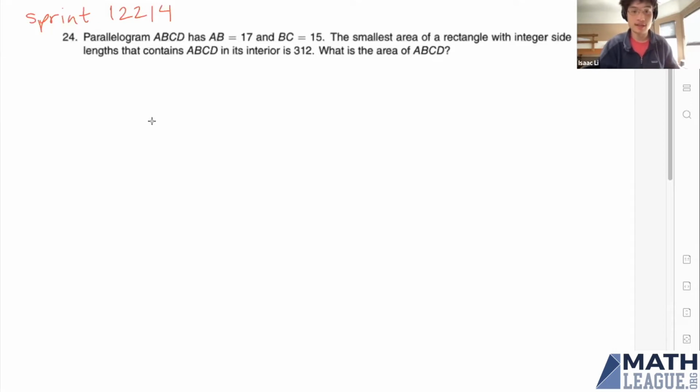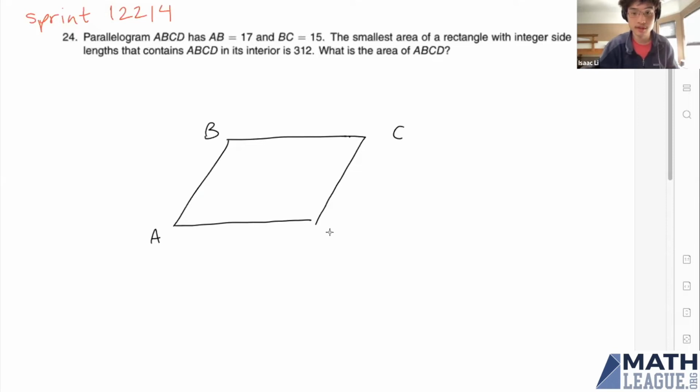Parallelogram ABCD has these side lengths: AB equals 17 and BC equals 15. The smallest area of a rectangle with integer side lengths that contains ABCD in its interior is 312. What is the area of ABCD? So we're given these side lengths here. And the first question we want to ask is, what is the smallest rectangle containing this parallelogram?